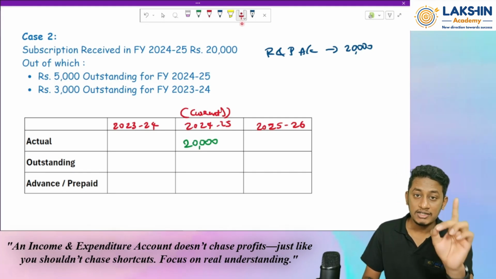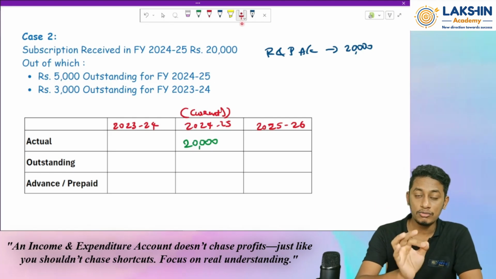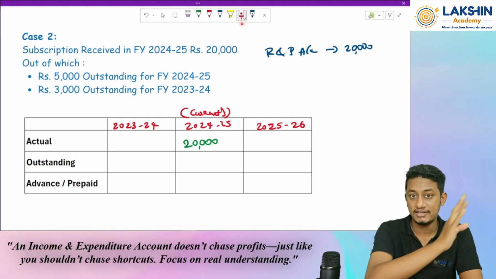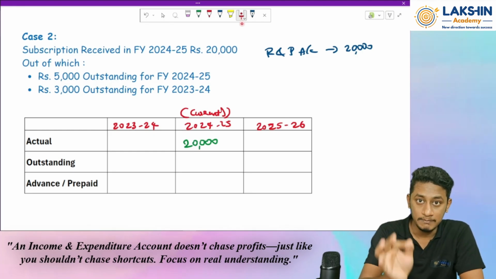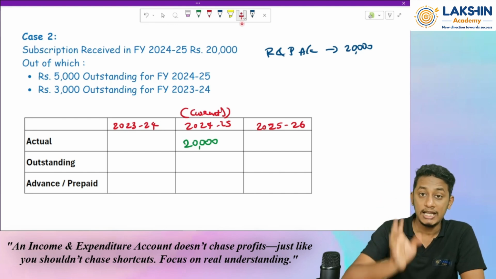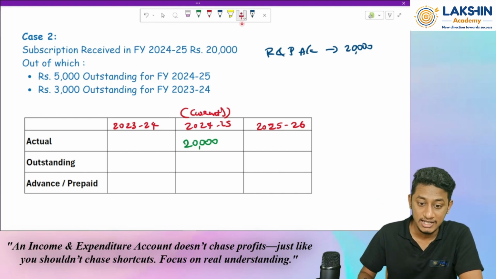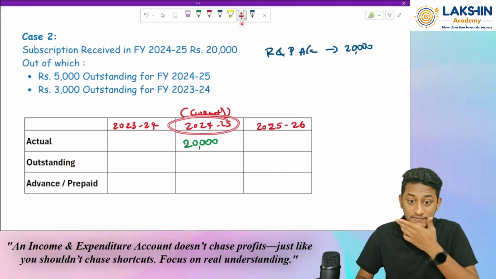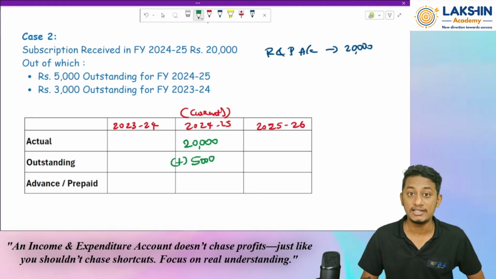Now tell me, one simple question I will ask you. Does this income belong to financial year 25-26 or financial year 24-25? It belongs to financial year 24-25. Because of this, what will I do? I will add rupees 5,000 over here.